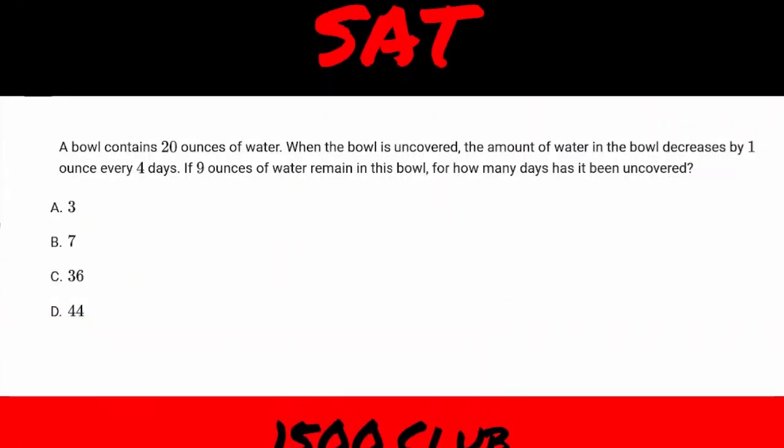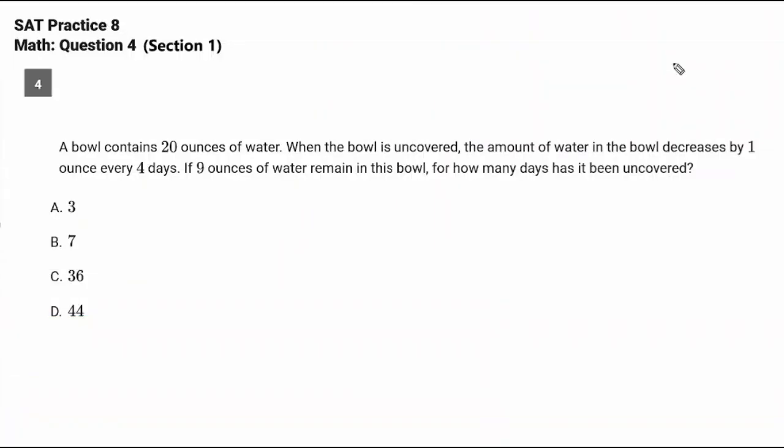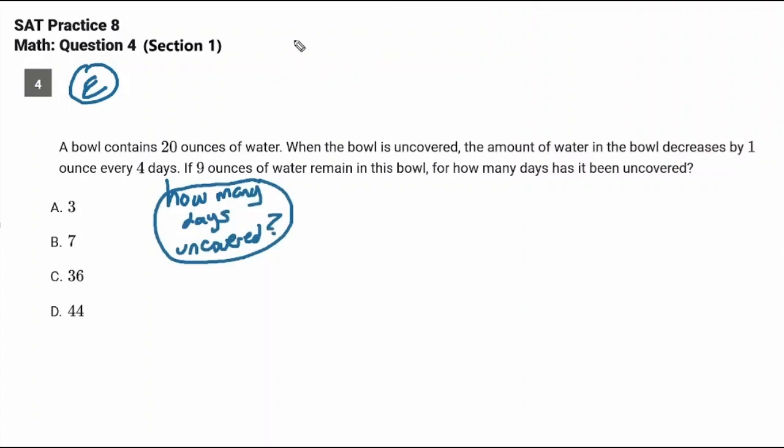We're on SAT Practice Test 8, Math Section 1, Question 4. Level of difficulty here is easy. It's very easy. A bowl contains 20 ounces of water. When the bowl is uncovered, the amount of water in the bowl decreases by 1 ounce every 4 days. If 9 ounces of water remain in this bowl, how many days has it been uncovered? So what are you looking for? How many days uncovered? Guys, this problem is a proportion with a very minor twist.